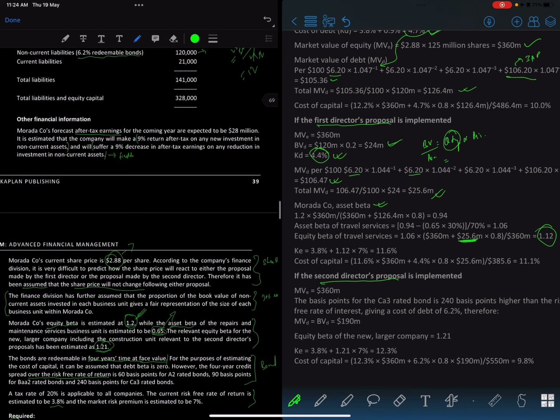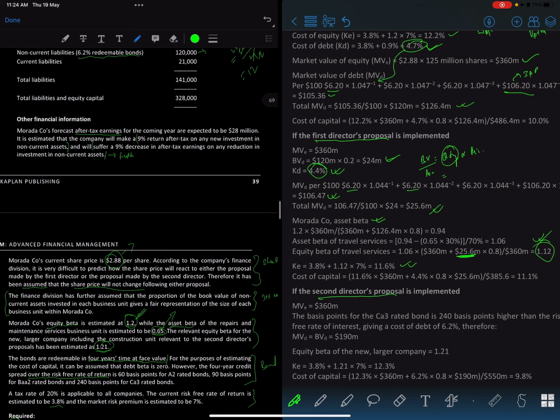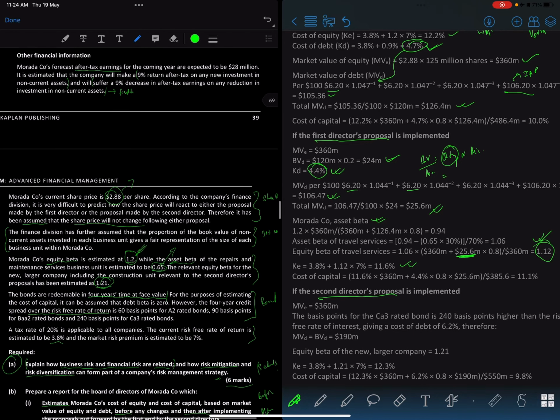And then after that, we compute the cost of equity, because we have the geared equity beta for the travel services only, so we get a cost of equity of this much, right? So that's decreased, and then cost of capital can be computed since we have the KE and then KD, and then we do have a market value of equity as well. So market value of equity just remains the same, right? Basically, it remains the same because of this assumption over here. You see, assume share price will not change because of that. So our cost of capital is 11.1.